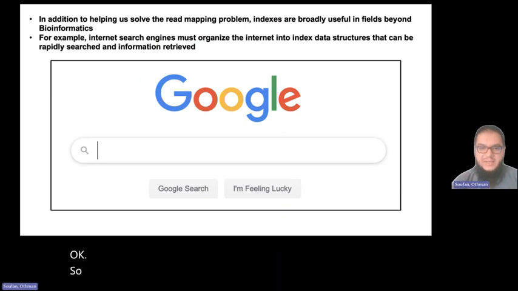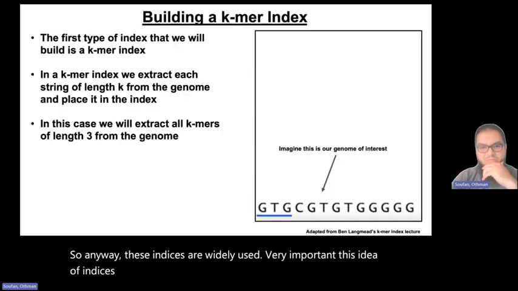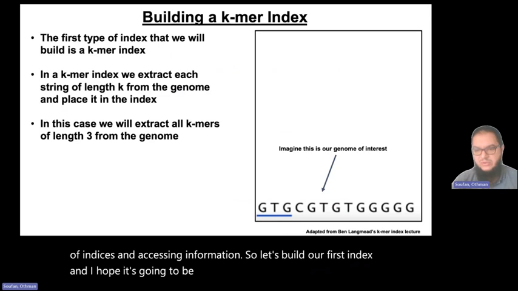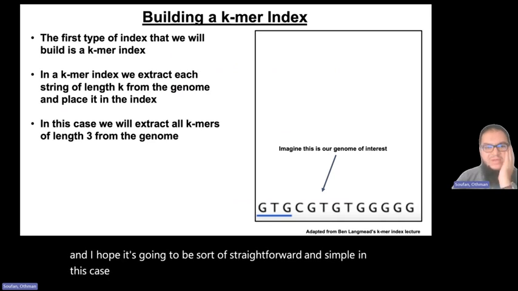So anyway, these indices are widely used, very important. This idea of indices and accessing information. So let's build our first index, and I hope it's going to be sort of straightforward and simple in this case. The first type of index that we will build is called the k-mer index.